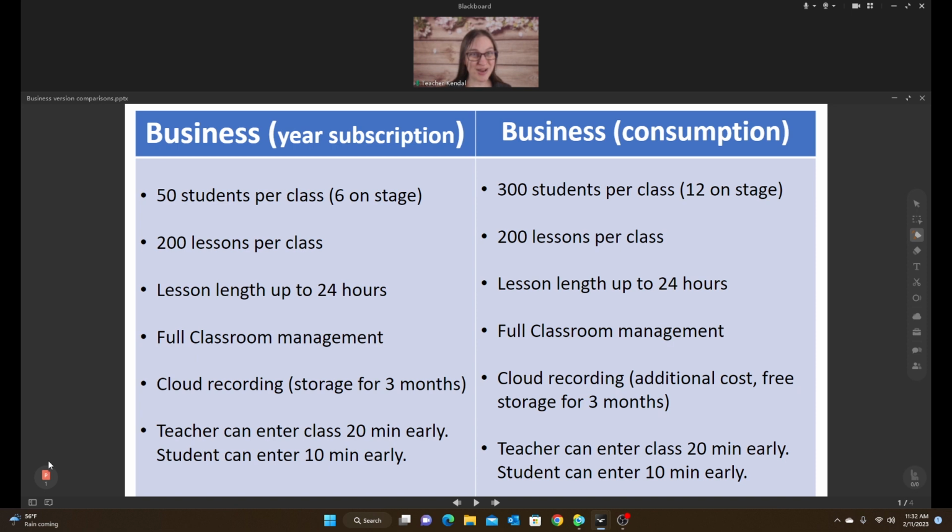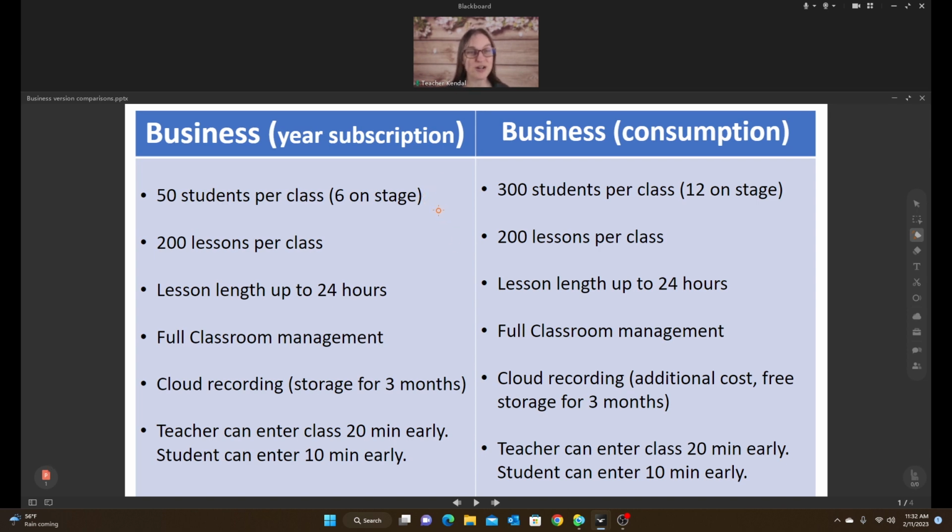And that's where I'm not going to tell you which one you should use because everybody's situation is different. But I just want to give you the tools and the information for you to make the best decision for yourself. And like I said, that decision might be to just leave ClassIn completely. That is totally up to you. But if you do choose to upgrade, these are the options you have for the business plan.